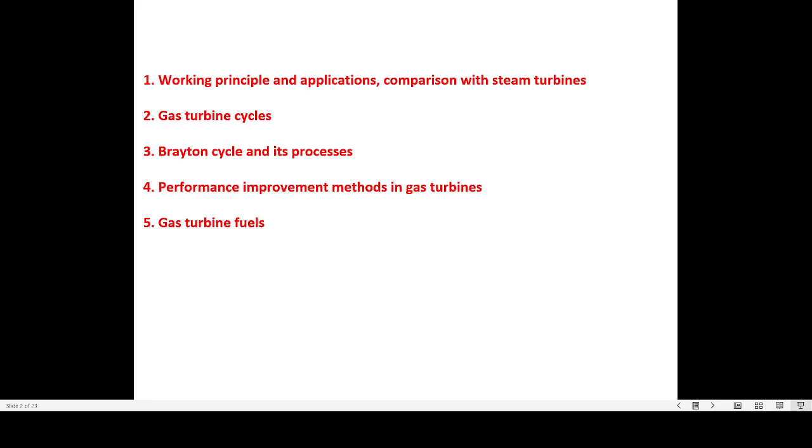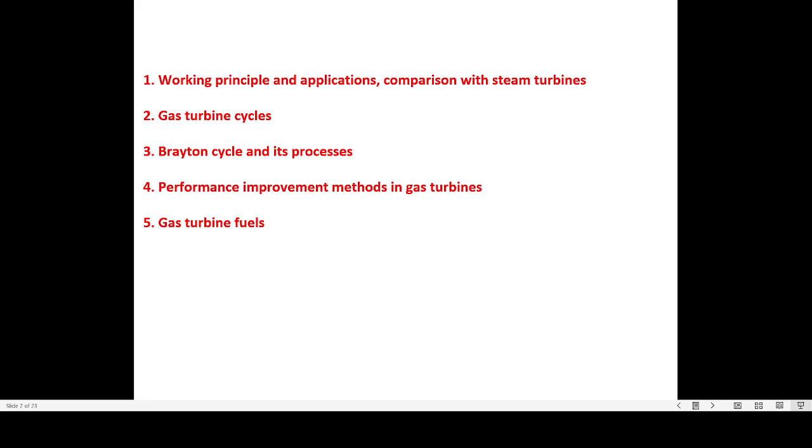These pressure volume and temperature entropy diagrams help us to carry out the thermodynamic analysis of the Brayton cycle, in which we will be interested to find the equation for the calculation of the thermal efficiency of the Brayton cycle. Initially we will be looking at a simple gas turbine cycle consisting of some fundamental or basic components.